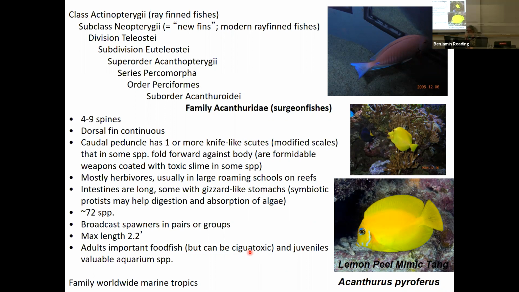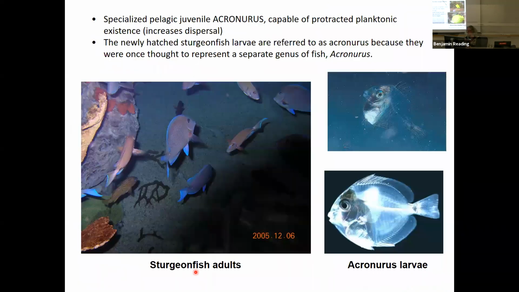Juveniles of family Acanthuridae, the surgeonfishes, are valuable in the aquarium trade. So again, you can look at the colors here. They're kind of brilliant purples and blues and yellows, the surgeonfishes. So a lot of times they're in the aquarium trade. For instance, here's a yellow one, the lemon peel tang. Families worldwide, marine tropical distribution. So warm water marine fishes.